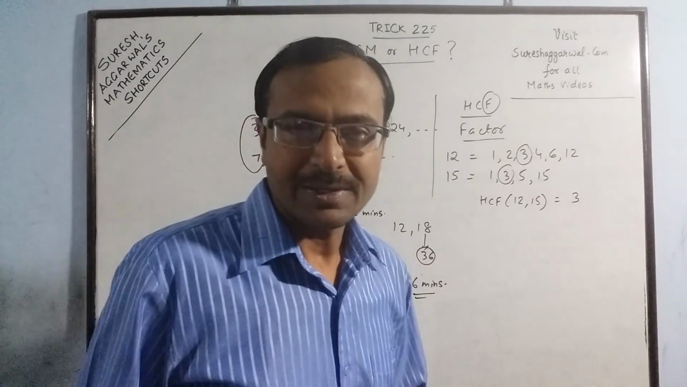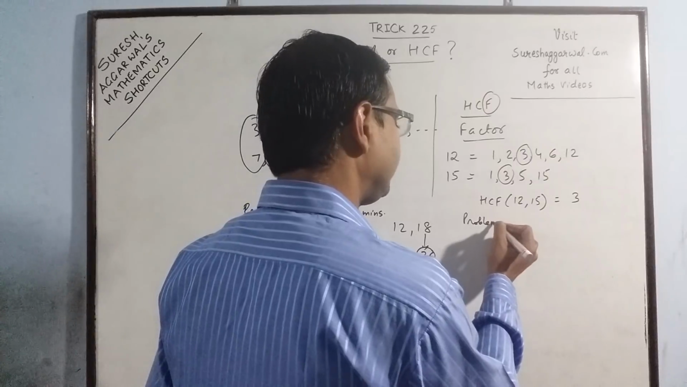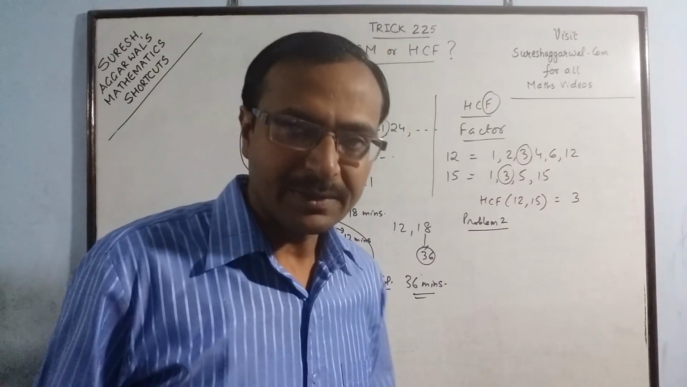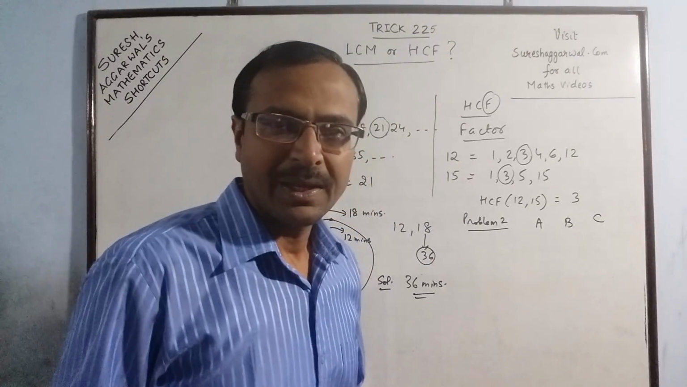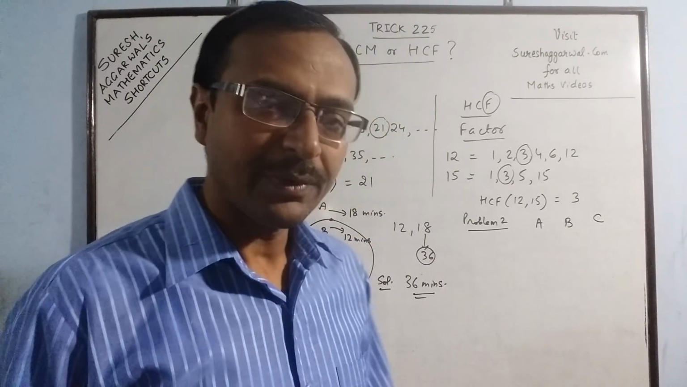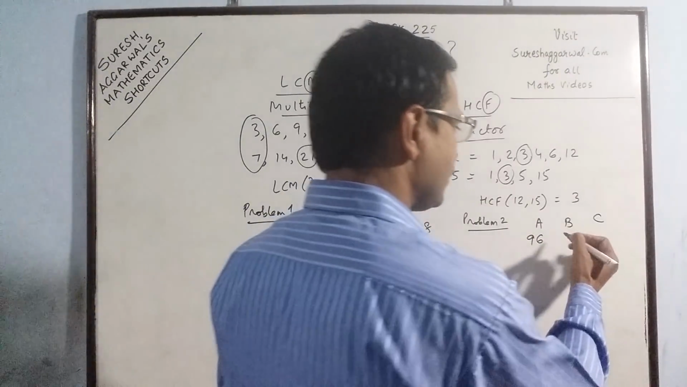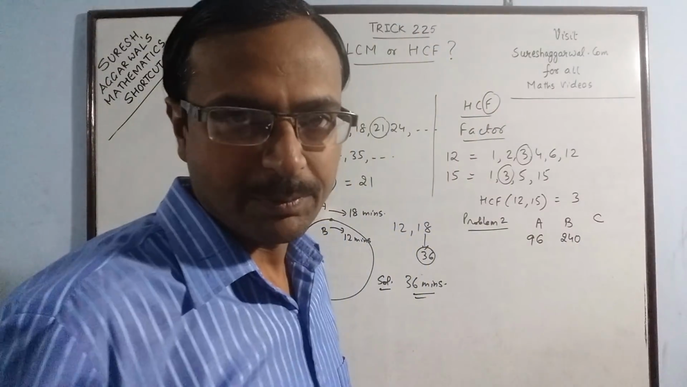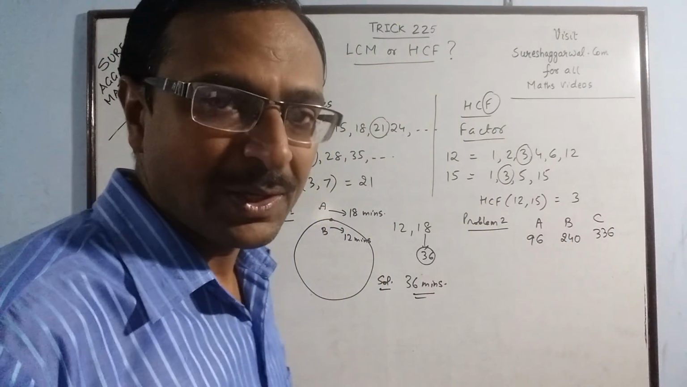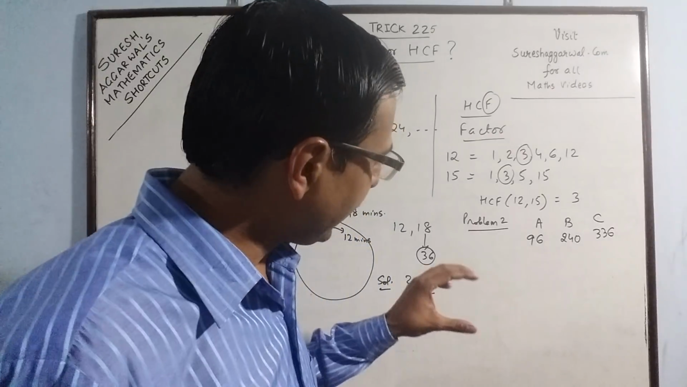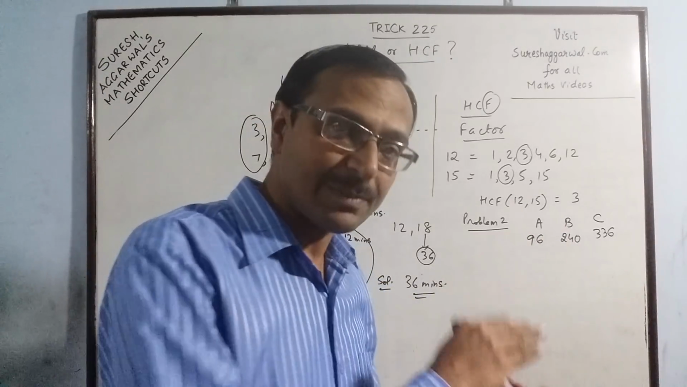Now one problem involving the concept of HCF. Now why is the concept of HCF to be used? See problem 2. Now suppose there are 3 subject books. Suppose there is a subject A, subject B and subject C, and there are separate numbers of books of each subject. There are 96 books of A, 240 books of subject B, and suppose 336 books of subject C. Now we need to arrange these books in stacks. Obviously one stack will contain only one subject's books.